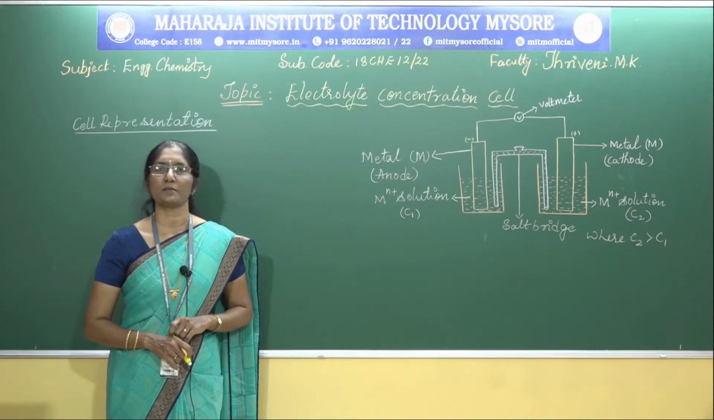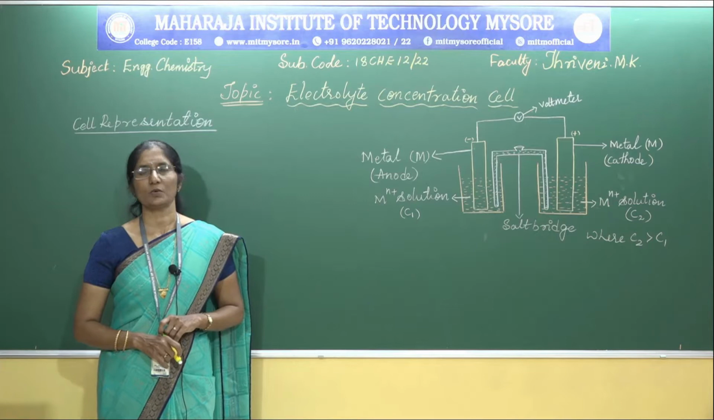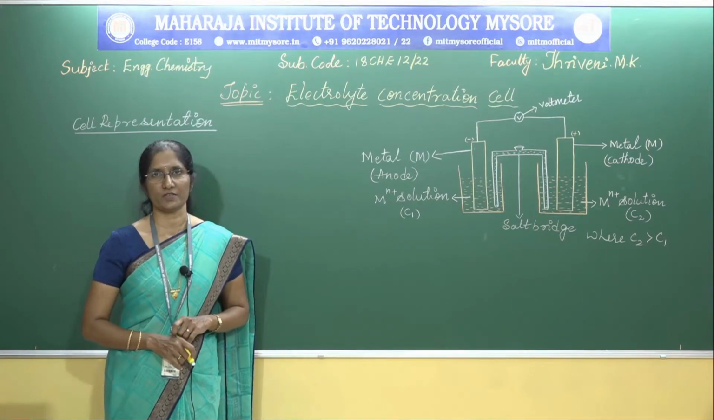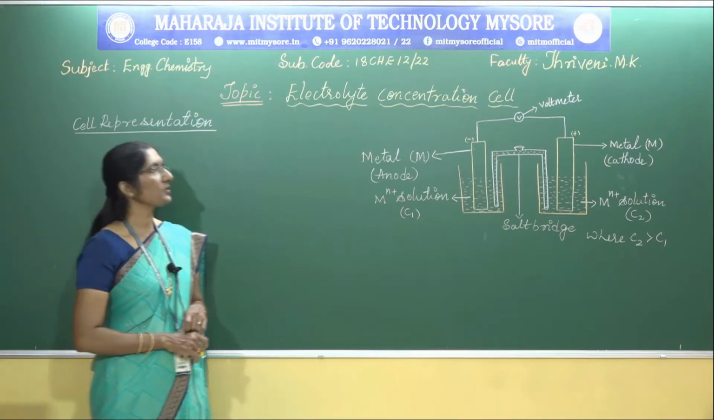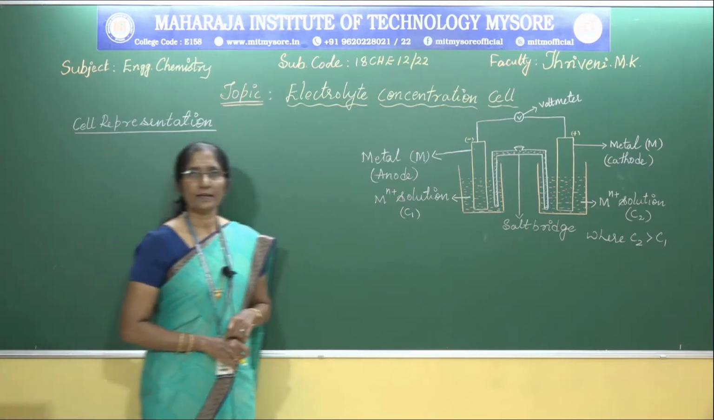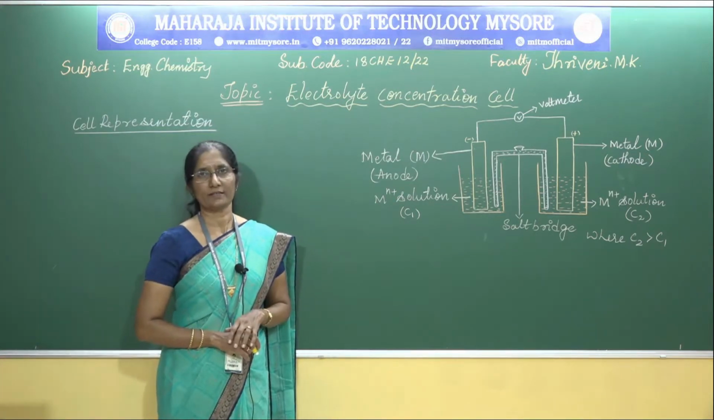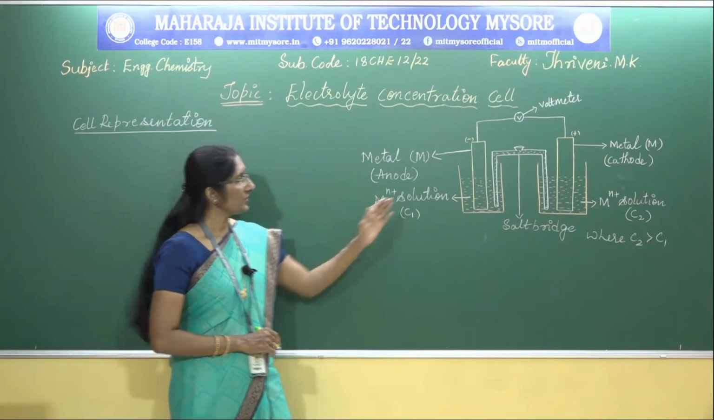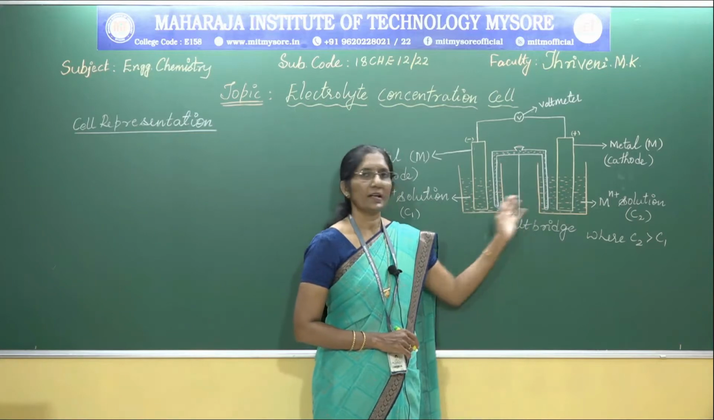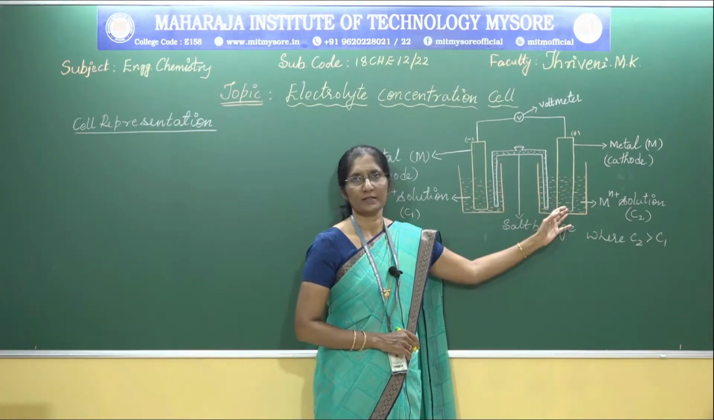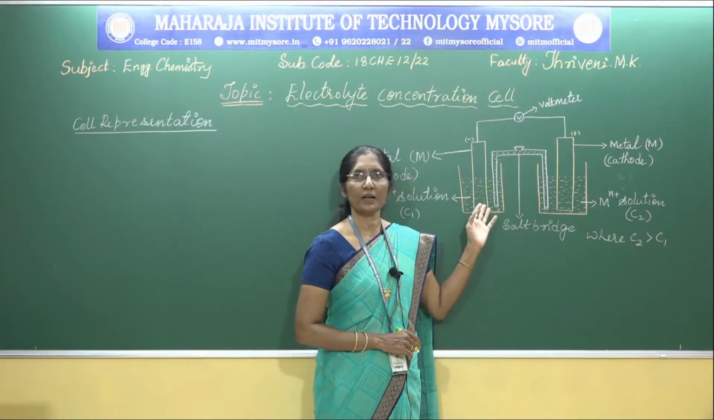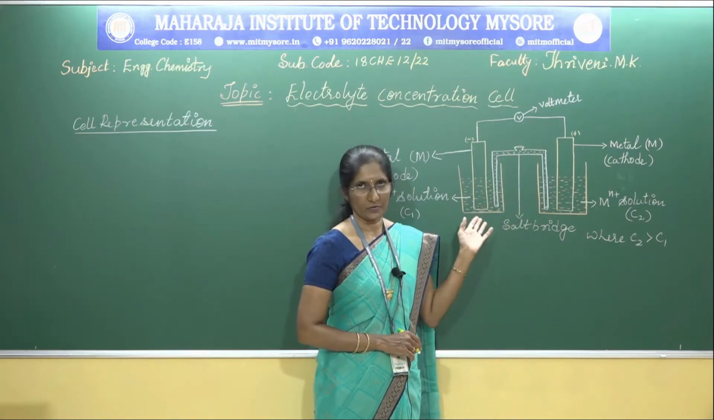In this session, we discuss the construction and working of the electrolyte concentration cell. Electrolyte concentration cell is an example of a galvanic cell. In this electrolyte concentration cell, both the electrodes and the electrolyte present are made up of the same metal and they are in contact with the same electrolyte.